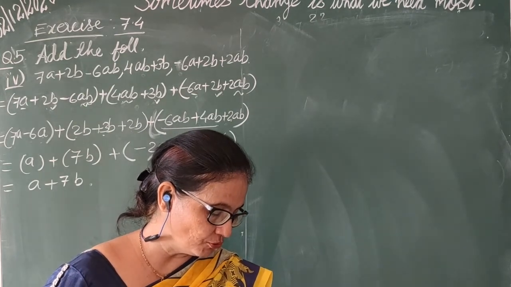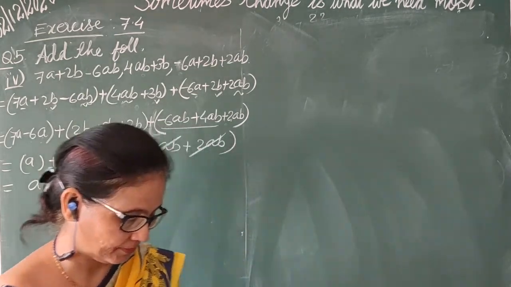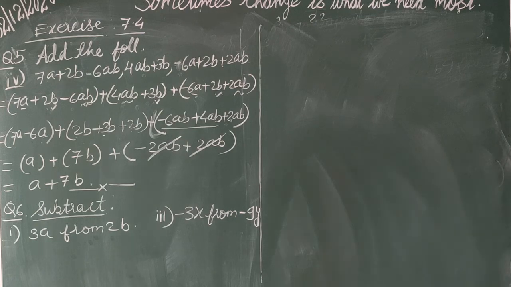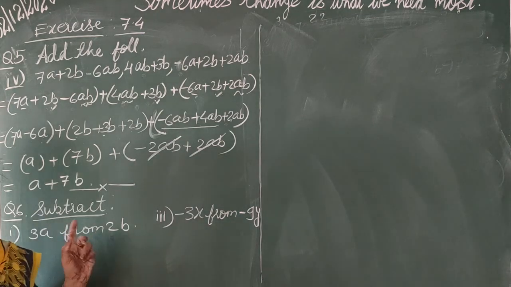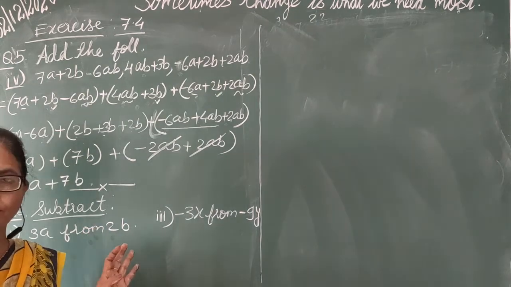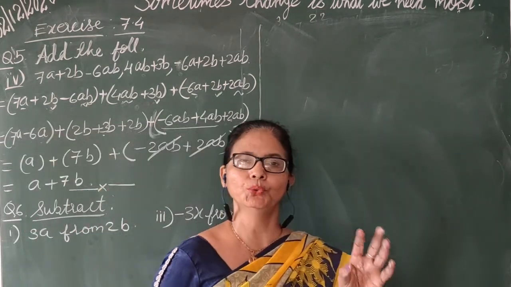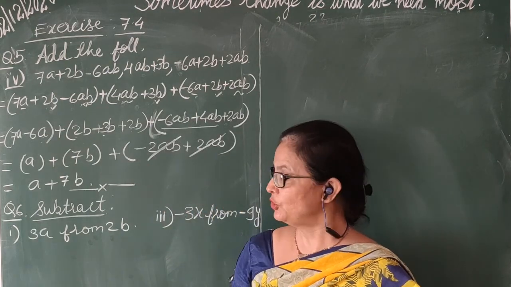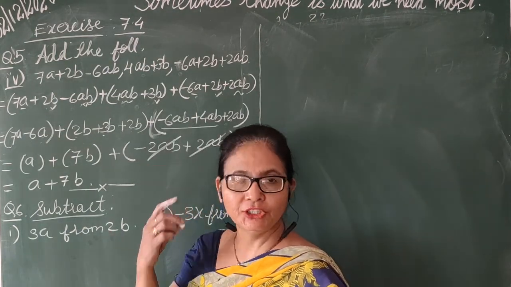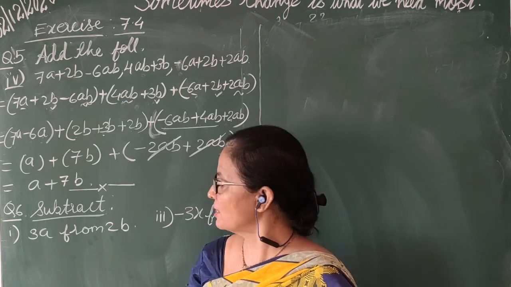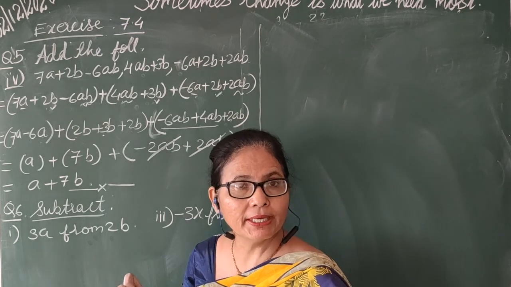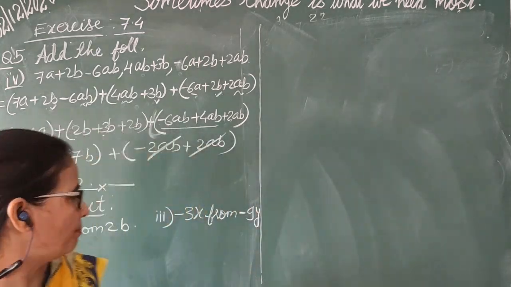Okay, so now let's move to question number 6, subtract. Question number 6, subtract. Remember children, the same type of sums we have done in lesson number 1, 2, 3, 4, 5. In all these lessons where you have to add and subtract. Just see, there we were adding integers, rational numbers, fractions, and here you have to add the algebraic expressions, but the method is same.